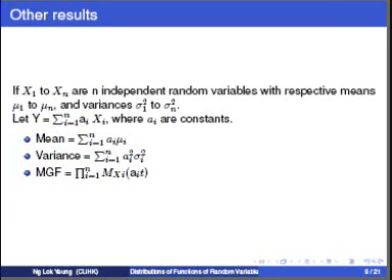After looking at an example, we can look at other important results. Let X1 to Xn be independent random variables with respective means mu 1 to mu n, and variances sigma 1 squared to sigma n squared. Let Y be the sum of all ai times Xi, where ai's are constants. The mean, variance, and moment generating function of Y are as follows. The mean equals the sum of all ai's times mu i's. The variance equals the sum of all ai squared times sigma i squared. The moment generating function equals the product of all moment generating functions of ai times Xi.